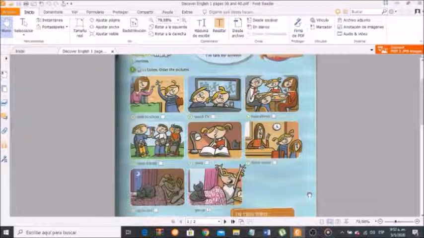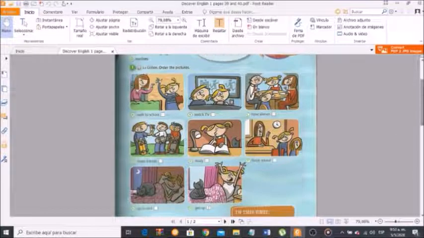Very good. These are actions. These are things that we do in our days. Entonces, estas imágenes representan acciones que normalmente o que usualmente hacemos nosotros en nuestro día. Como dijimos anteriormente, vamos a estar trabajando con nuestras rutinas. So, let's listen to this girl's routine. Vamos a escuchar la rutina de esta chica.